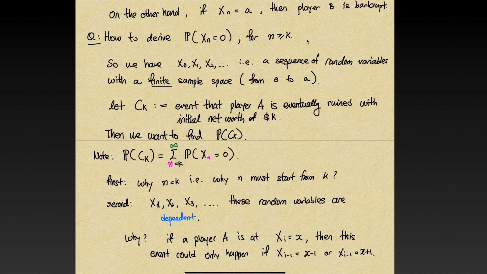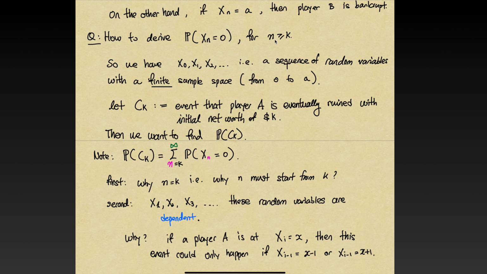And notice that n has to be greater than or equal to K. Why is that? Well, the minimum number of games that player A has to play against player B to lose the entire fortune is K, right? So that's why n has to be greater than or equal to K. Okay, so we have X_0, X_1, X_2, that sequence of random variables. And for each random variable, the sample space is finite, meaning that X_i can take any value from 0 to a.